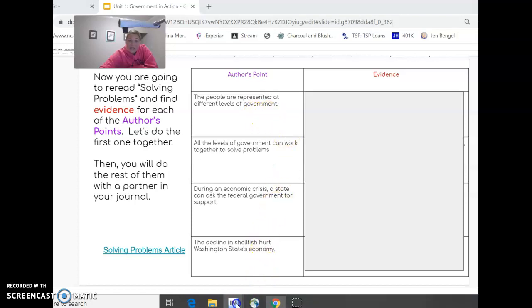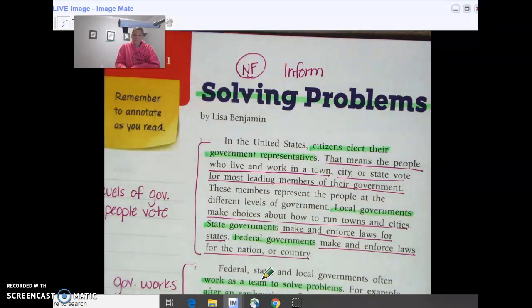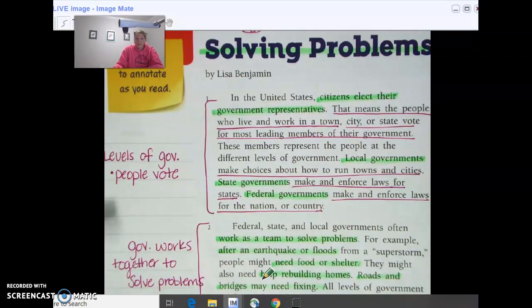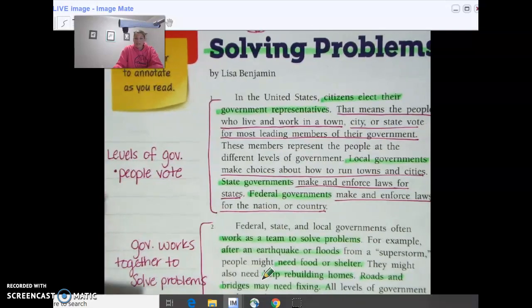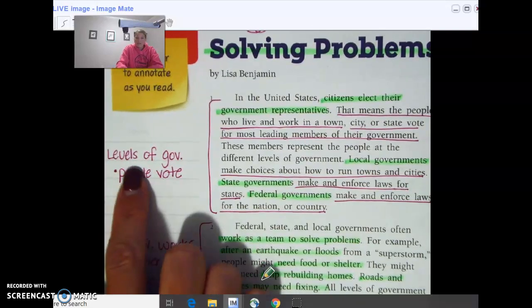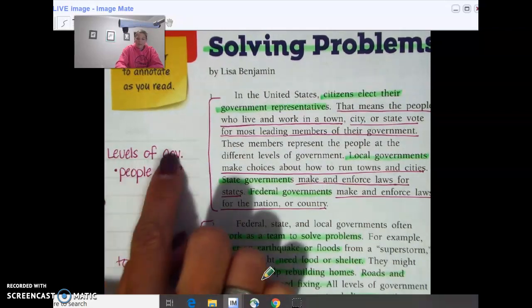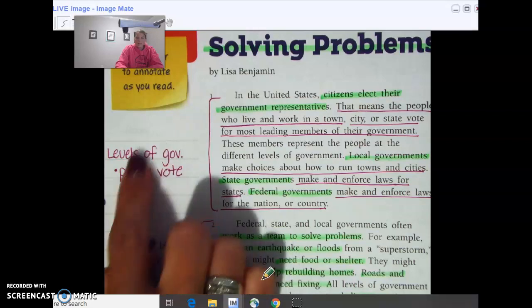So you're going to look in your text for where we talk about people representing levels of government. And if you notice, to the left, we've already made that note. This whole paragraph talked about the levels of government, people voting and people representing that.